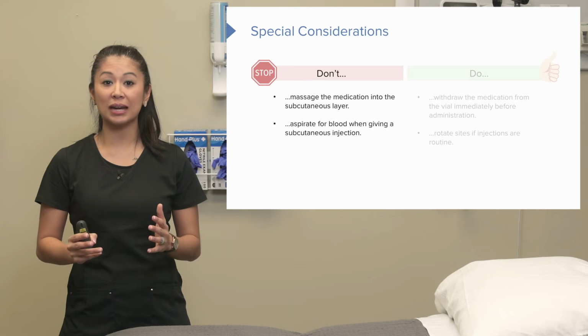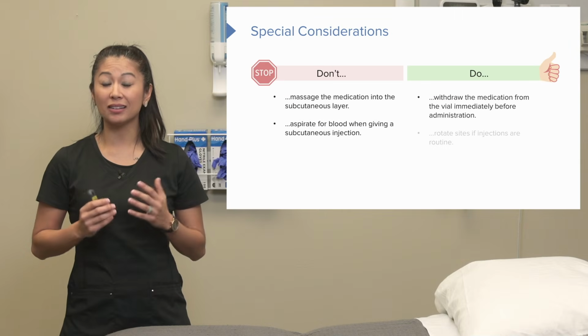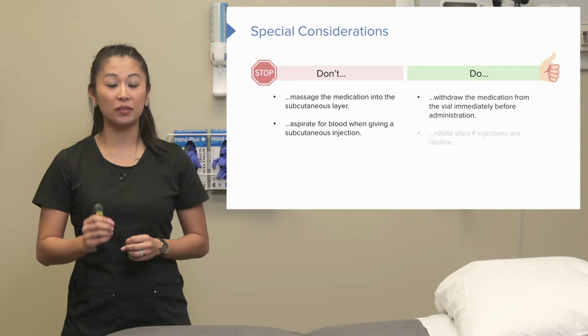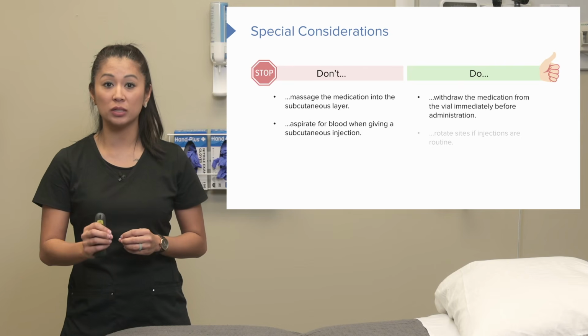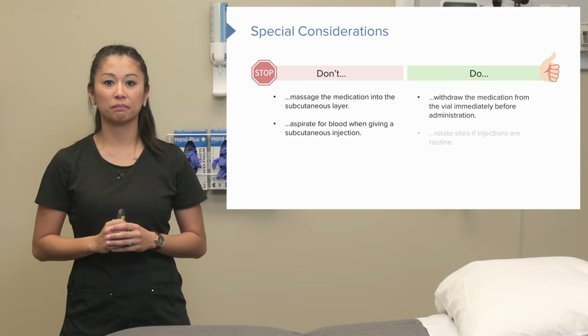Next, with a subcutaneous injection, you do not want to aspirate for blood when giving this type of injection. All right, let's talk about the things that we need to remember that are important and that we do for this injection. One is we want to withdraw the medication right before we go give the injection. The reason being is that a lot of this medication is very important on the dosage, and we want to make sure that as soon as we draw it up, we go give it.